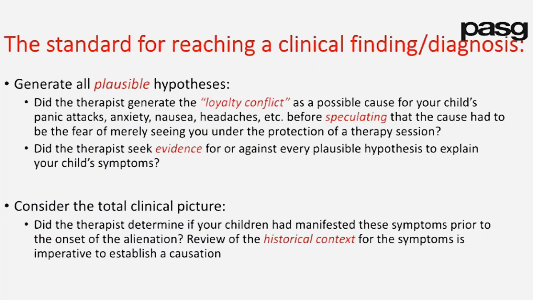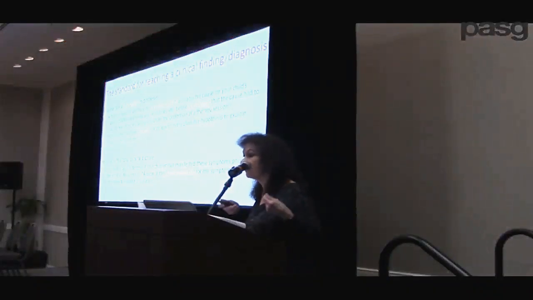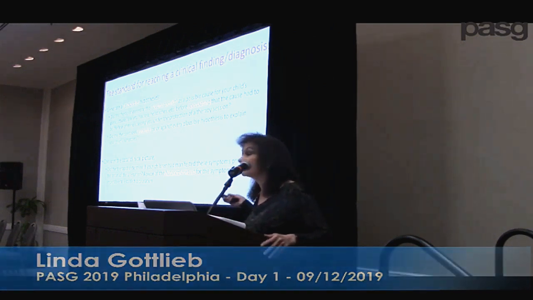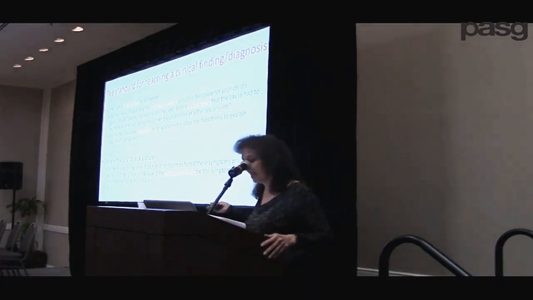And the other failure is to consider the total clinical picture. That means the context for the child's symptoms. Isn't it amazing how all your children are healthy and normal and functioning well prior to the onset of the alienation? They only develop these symptoms after the alienation starts. Where is the causal connection? These therapists, in my mind, are committing malpractice. They are not meeting the standard of care when they don't assess the historical development of these symptoms and rush to medicate your children.